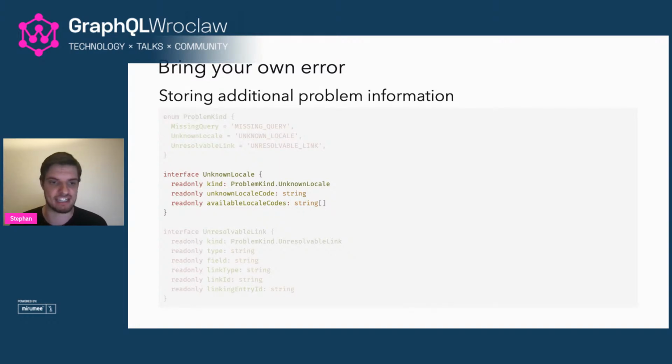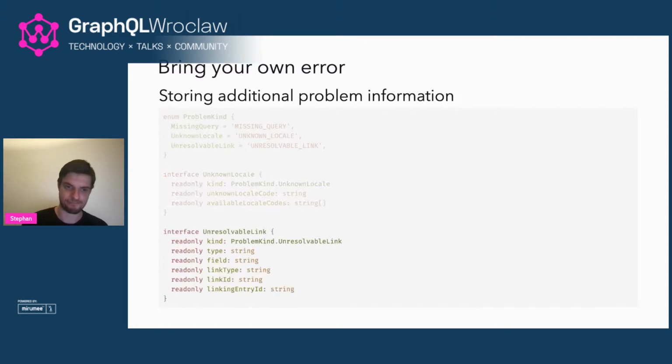So we put the kind, problem kind, unknown locale here, and by that, the TypeScript system can figure out that whenever we are creating an error and saying the problem kind is an unknown locale, it will even be enforced by the type system that we put an unknown locale code there and the available locale codes. The same is true for the unresolvable link, it just has a bit more data because you need to say from where it points to where and what kind of type those references are. But here again, it has the kind, problem kind, unresolvable link. So once we create an unresolvable link problem, it will ask us to fill out all the other values as well.